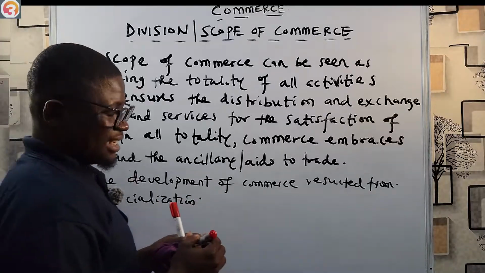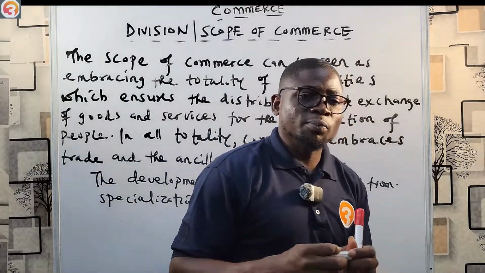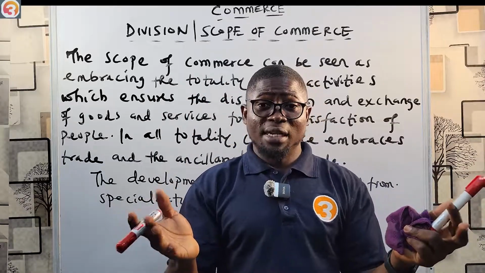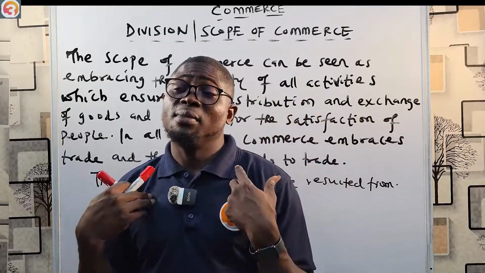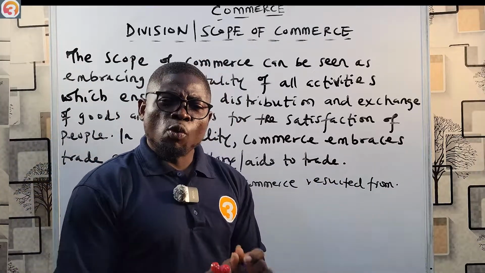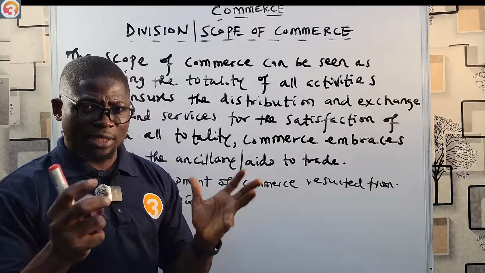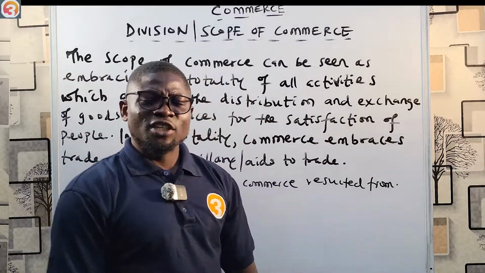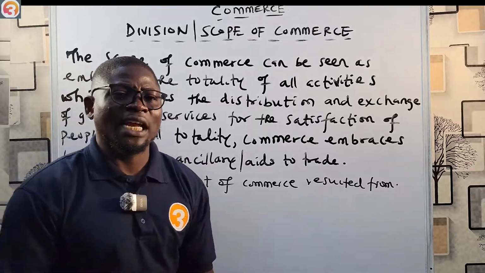What this means is that what brought about commerce is, let's say you have many villages in your local government, like 20 villages. In my local government, I have up to 18 villages. I'm from Akoko Edo in Edo State. If you're from Edo State, say hi in the comment section. I'm from Ososo in Akoko Edo local government.